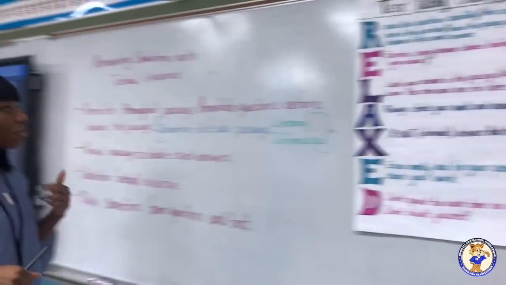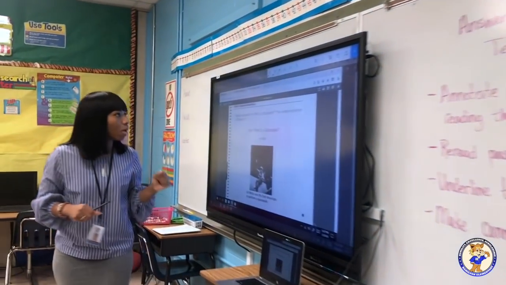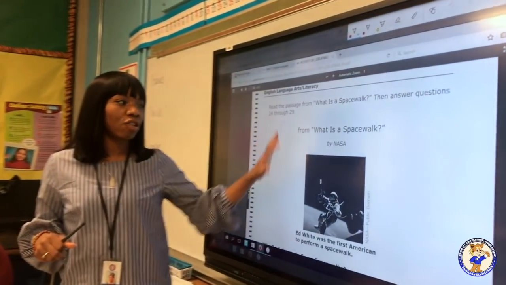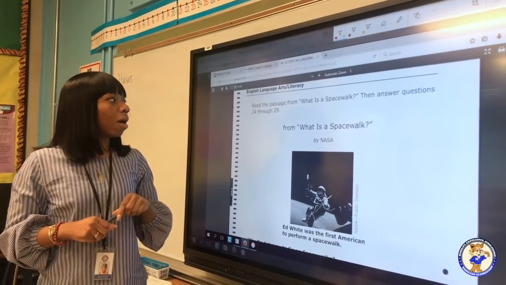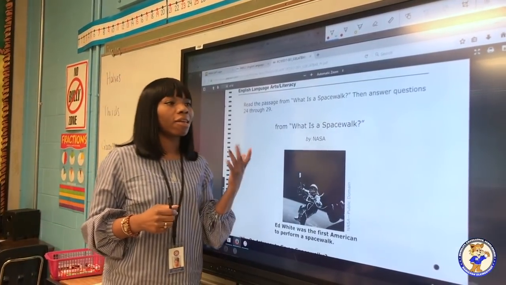And really quickly, let's go ahead and do this demonstration. So this is kind of what the passages will look like when the students get to them. This one is entitled, What is a Spacewalk?